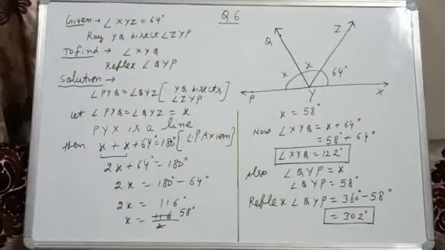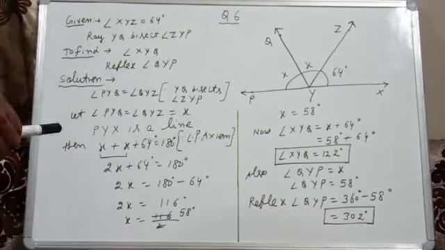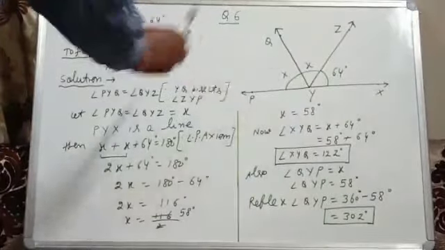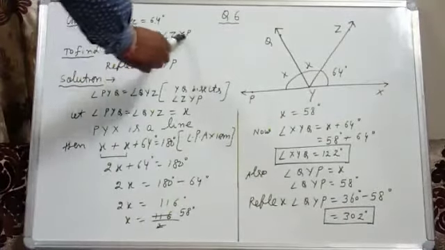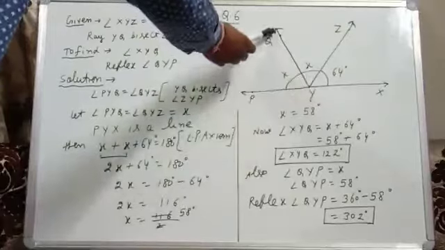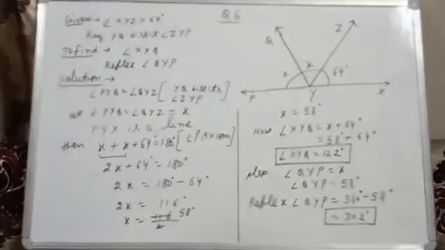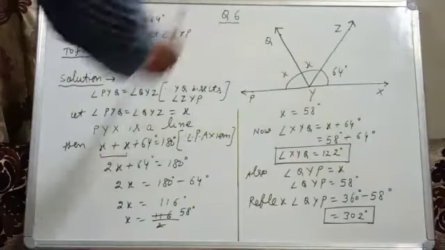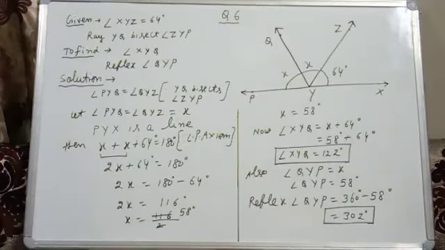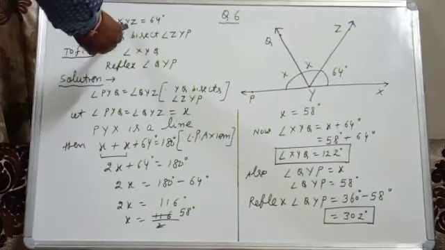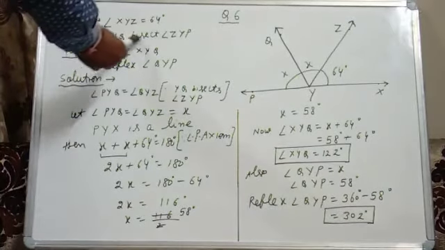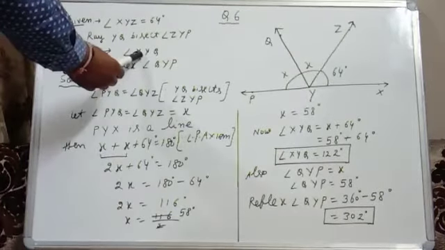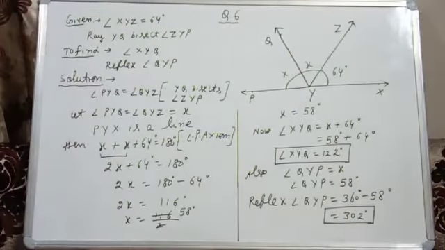Then in the book it is written that we extend or produce XY up to P. So we produce XY up to P. Then ray YQ bisects ZYP. So let this be ray YQ which bisects ZYP. Based upon the given information in the question we draw the figure. This is the only question in the exercise where the figure is not given, so we ourselves draw the figure. So this is given: angle XYZ 64, ray YQ bisects ZYP. These two angles we want to find out: angle XYQ and reflex angle QYP.